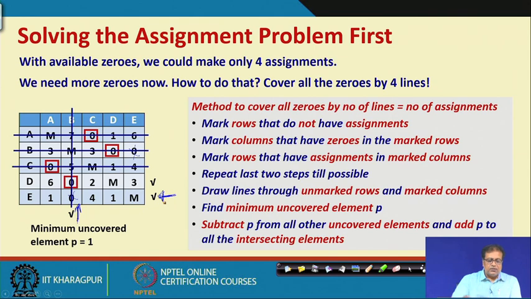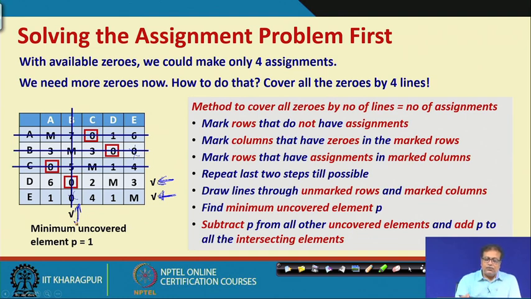So, these 2 are chosen. The third step is mark rows that have assignments in marked columns. So, this is a marked column. So, in this marked column there is an assignment, that is this one. So, we mark that row also, right. So, we have marked 2 rows and 1 column, and then the process should be repeated, right.